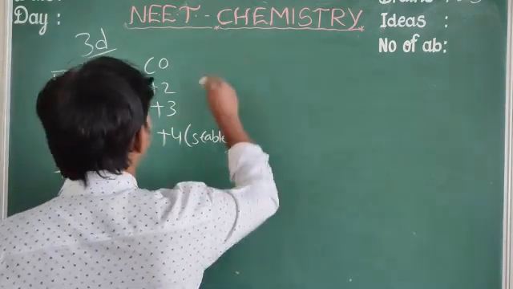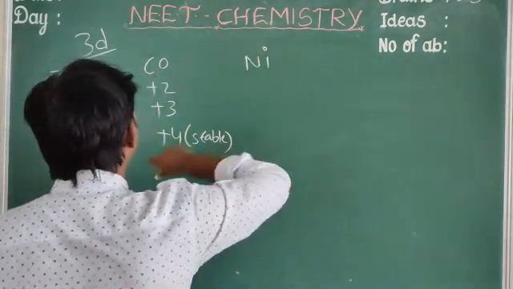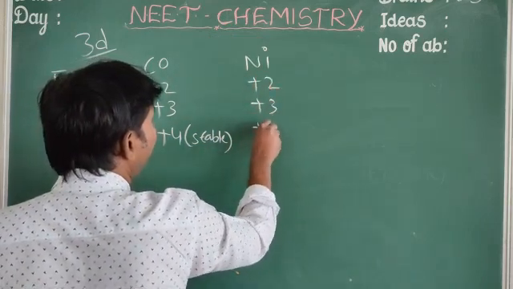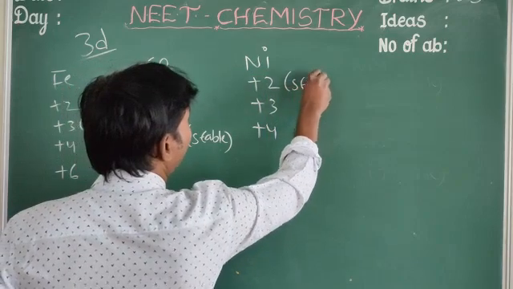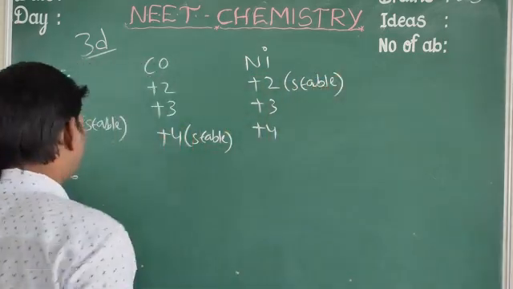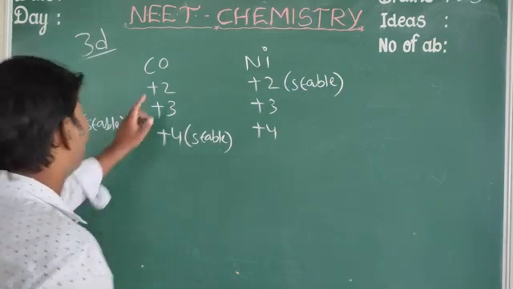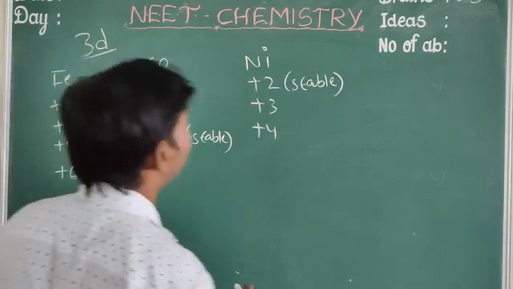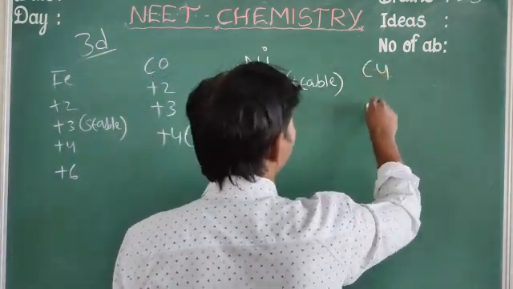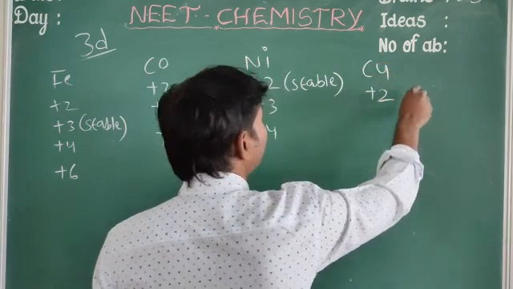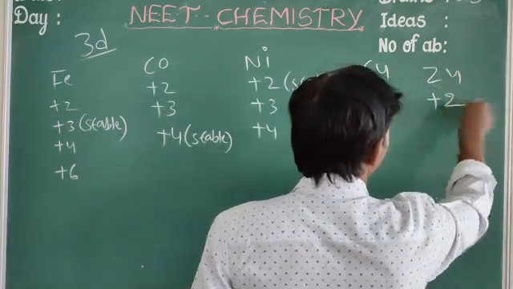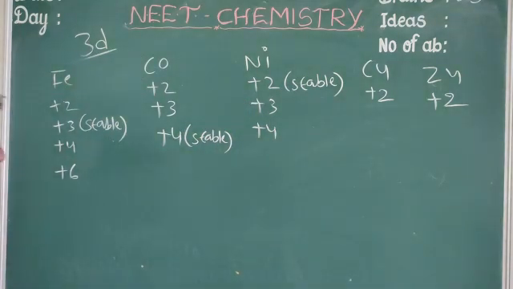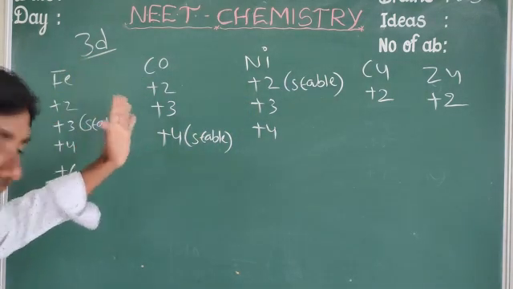Right. Next, nickel shows +2, +3, +4; +2 is stable. Cobalt +2 is also somewhat stable. Next, copper +2, and zinc +2. This is the variable oxidation states in the 3d series.